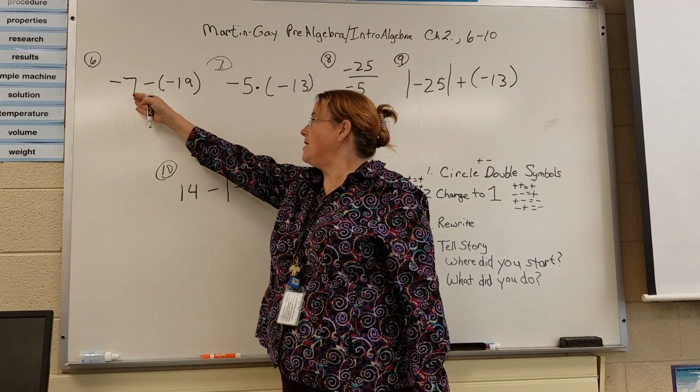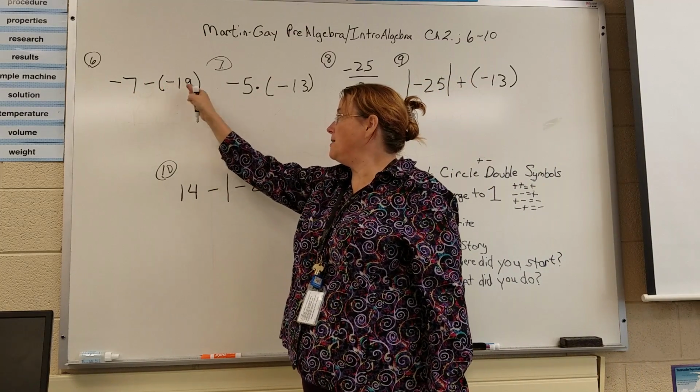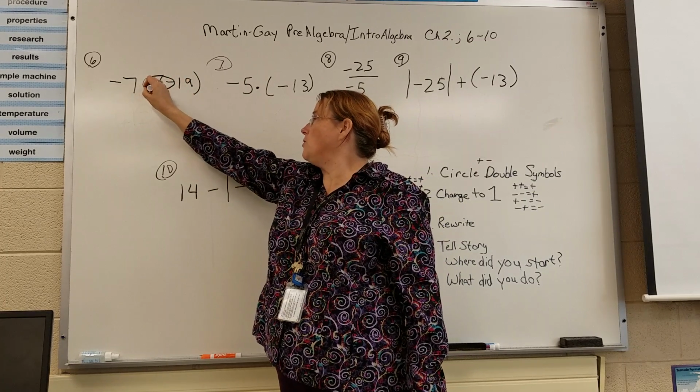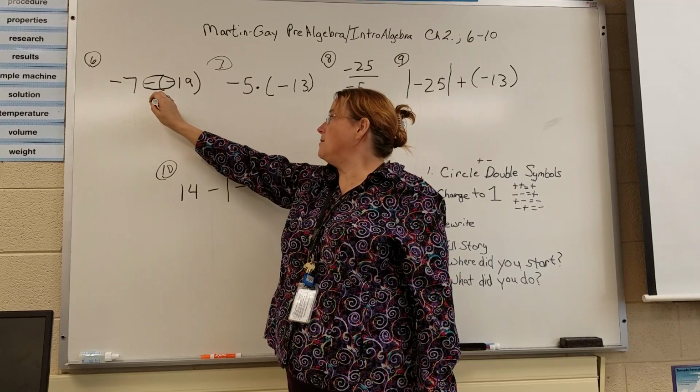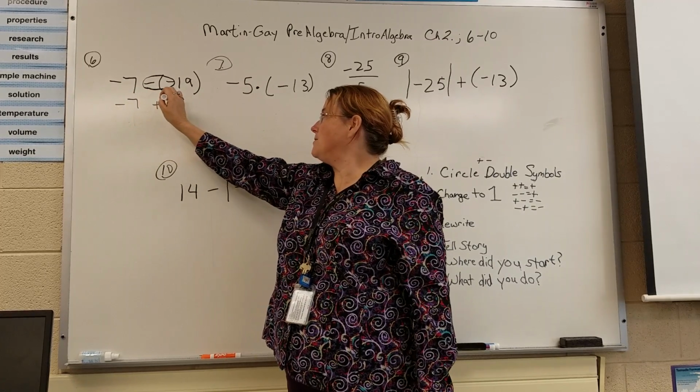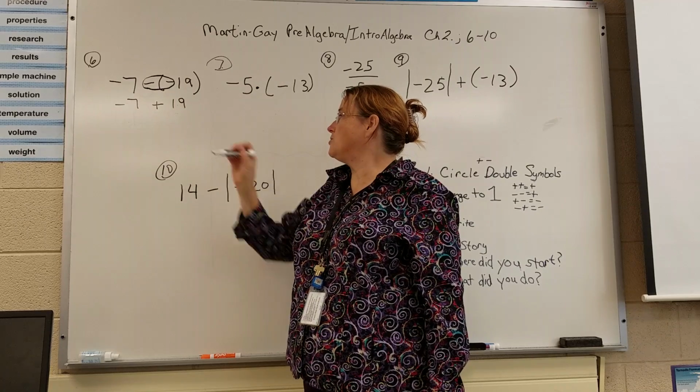We have minus 7 minus 19. This is called a double symbol. So we circle our double symbols. A minus and a minus is a plus. We write what's in front, we write what's in back, and now we tell the story.